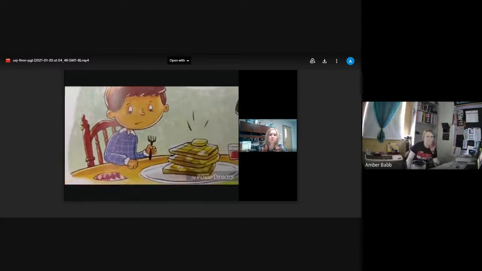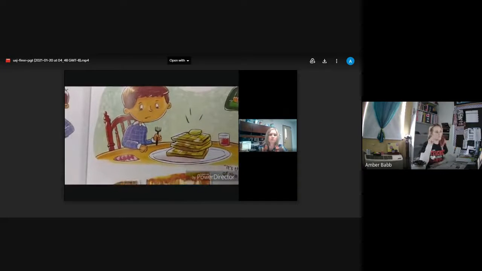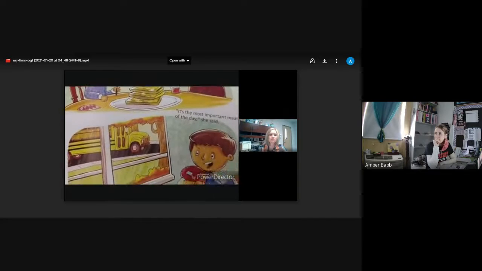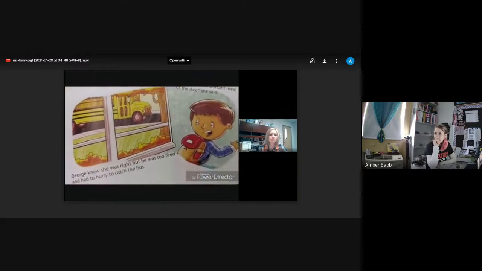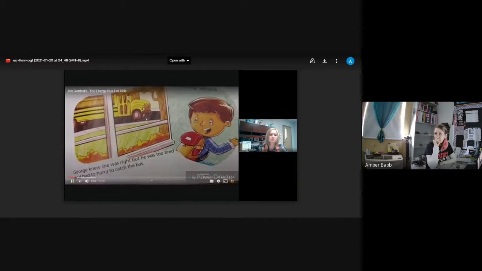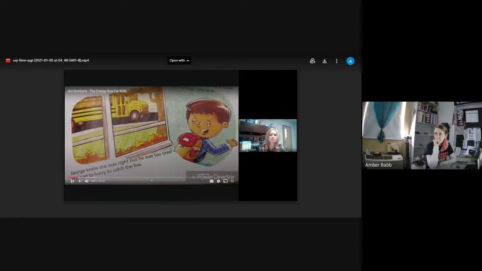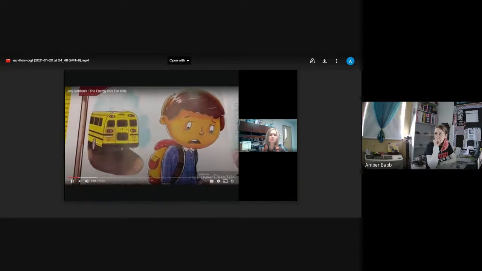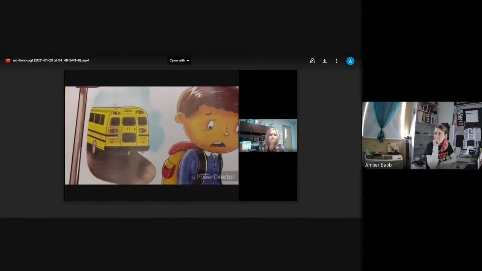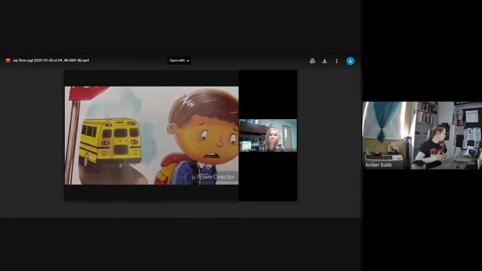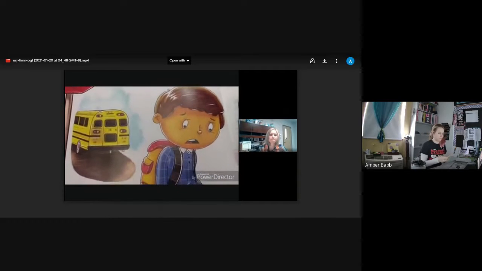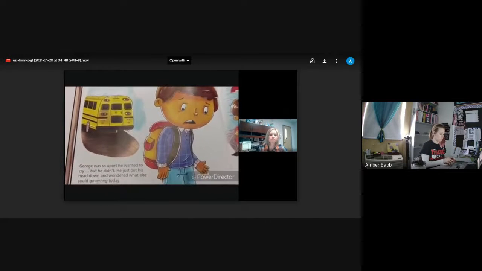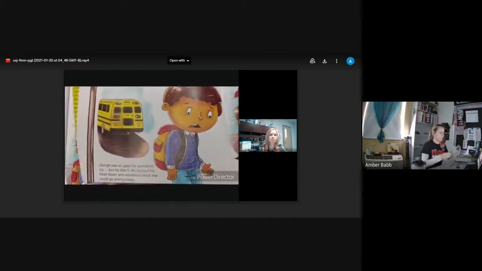His mom was upset because he was late for the bus and still hadn't eaten his breakfast. It was the most important meal of the day, she said. George knew she was right, but he was too tired and had to hurry to catch the bus. As George ran to the bus stop with his heavy backpack, he could see bus 11 pulling away. George was so upset he wanted to cry. But he didn't. He just put his head down and wondered what else could go wrong today.